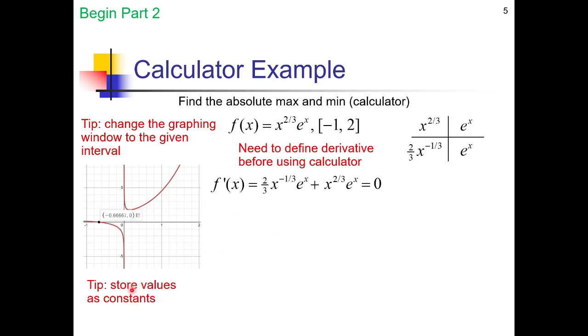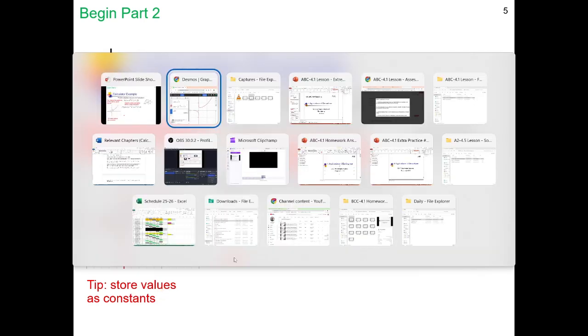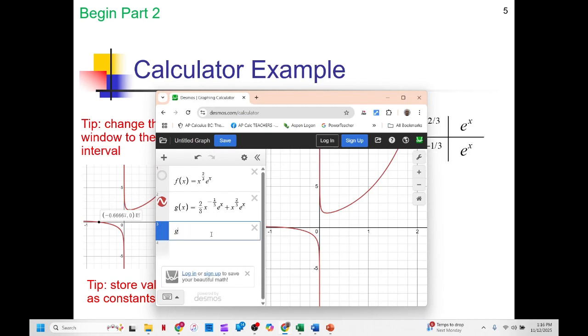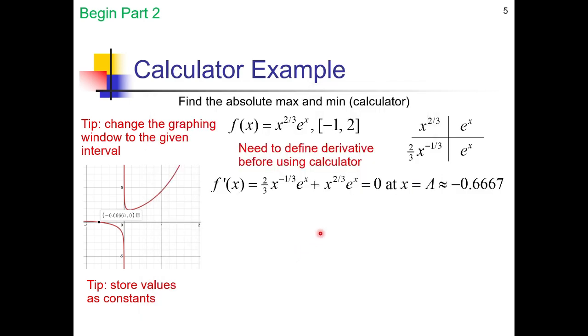Just as a little tip, it's not a bad idea to store values as constants so you don't have to rewrite them. In Desmos, I'm going to say a equals, and I'm just picking a letter, a is fine. Let me go back and get my x-intercept, negative 0.6666 and some change. Now I can just use a instead of writing this whole thing out. I also found that f prime did not exist at 0, so that gives me another critical value. So here are two critical values on this interval.